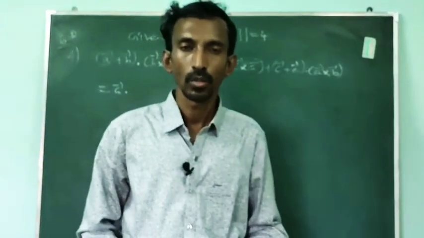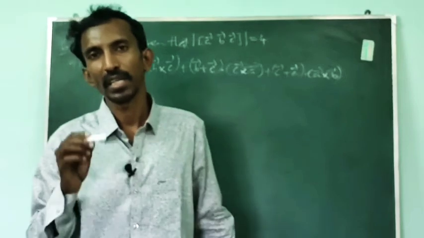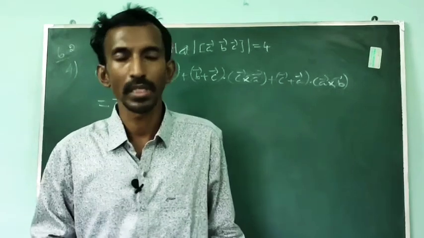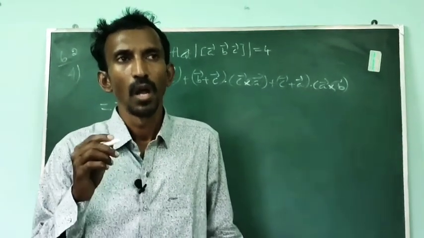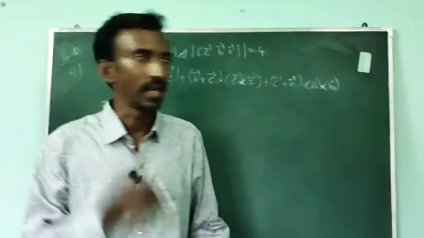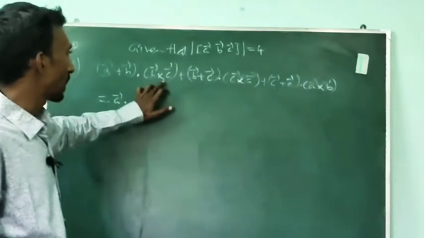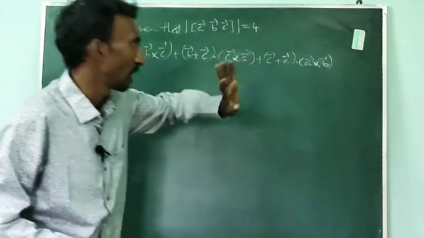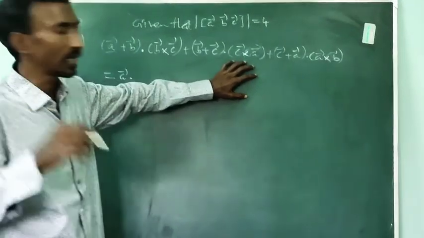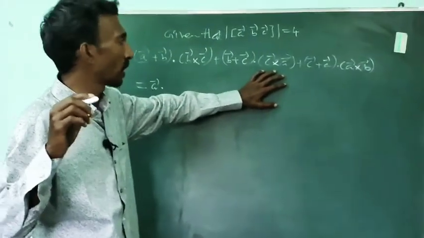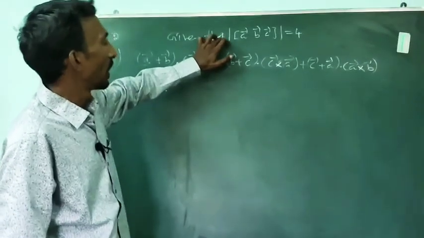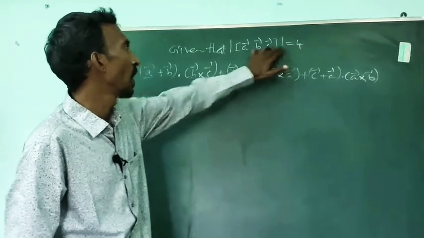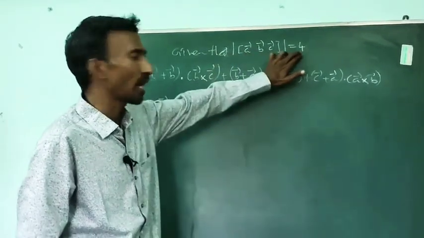Okay, exercise 6.2, question number 4. If A vector, B vector, C vector are the 3 non-coplanar vectors represented by the concurrent edges of a parallelepiped of volume 4 cubic units, then find the value of A plus B dot B cross C plus A, plus B plus C dot C cross A plus B, plus C plus A dot A cross B. Our aim is to find out this value. Given that they are the coterminous edges, that's why modulus of the box ABC equal to 4. It is given in the question. Simply box ABC means plus or minus 4.